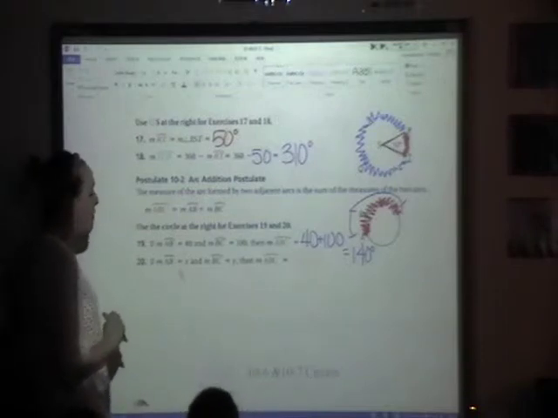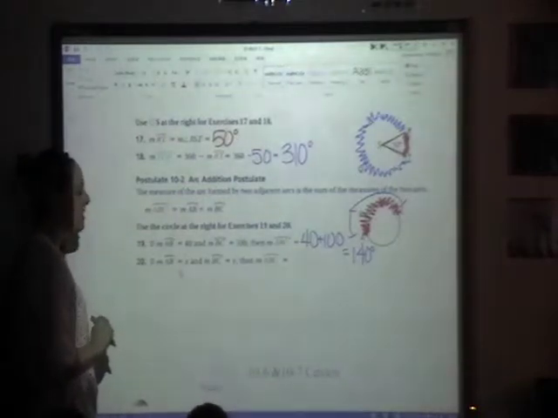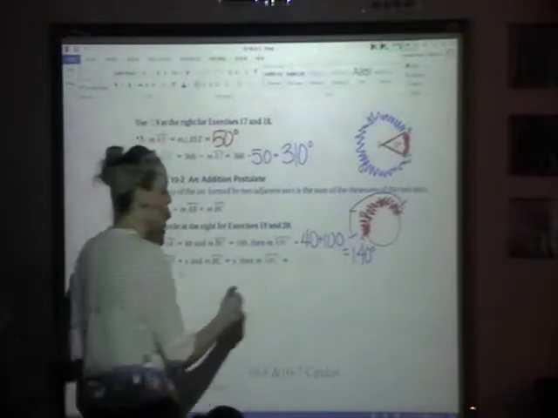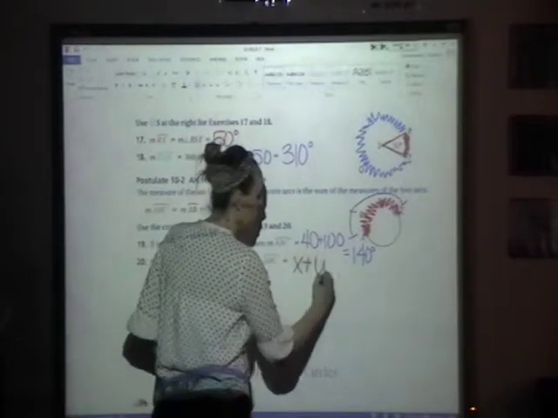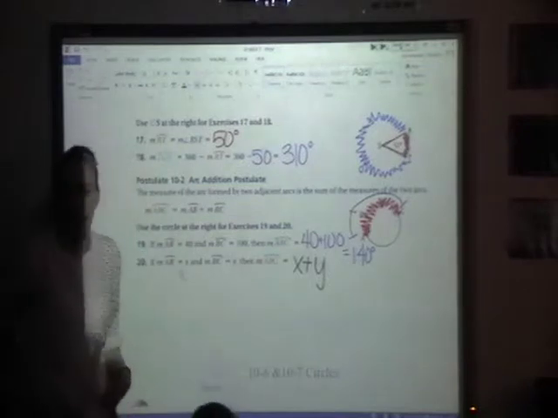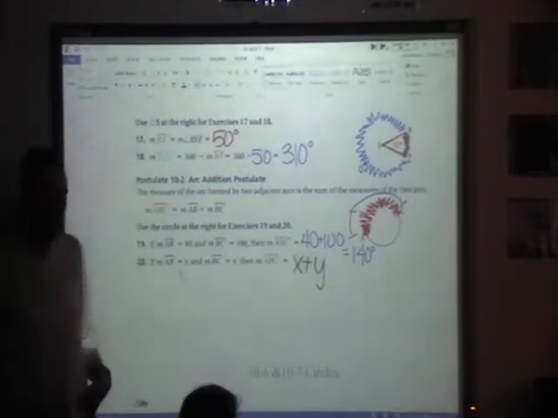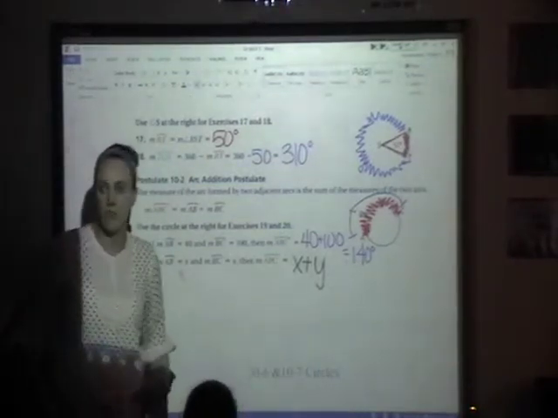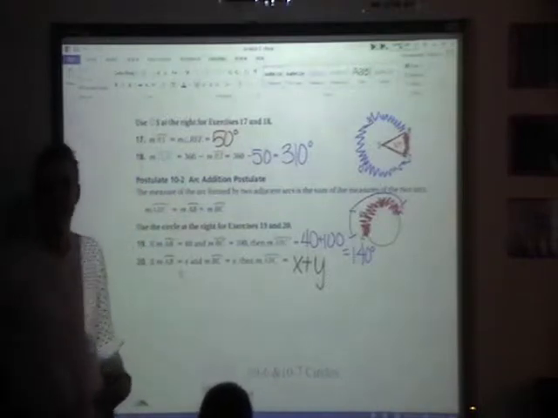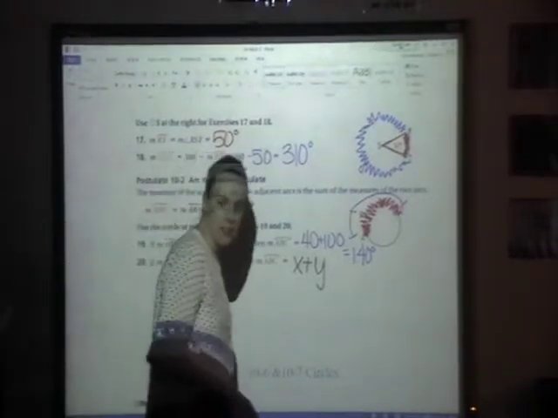It says, if AB is x and the measure of BC is y, then the length of ABC, just add them together, x plus y. Can we simplify x plus y? No, so therefore the length of ABC would just be x plus y. Super cool.